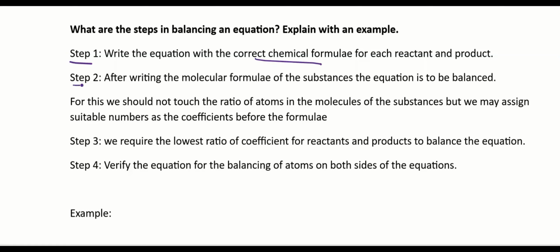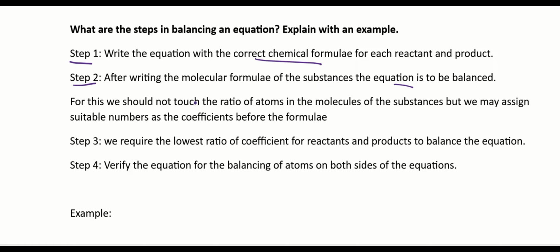Then from step 2, what are we supposed to do? We are supposed to start balancing the equation. So these are the steps. This is how you are supposed to write down. Step 1, write the equation with the correct chemical molecular formula for each reactant and product. After writing the molecular formula of the substance, the equation is to be balanced.